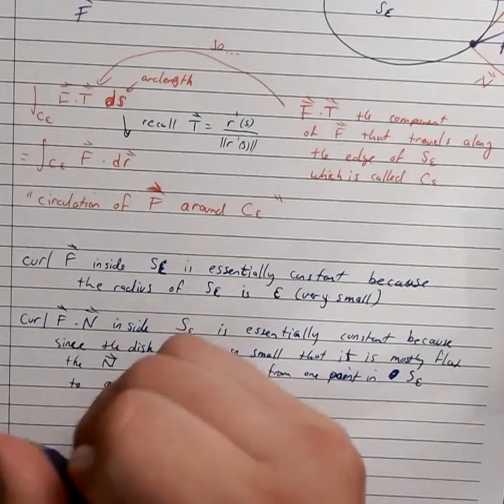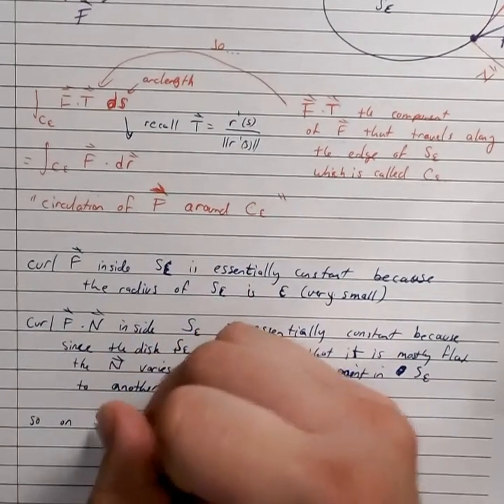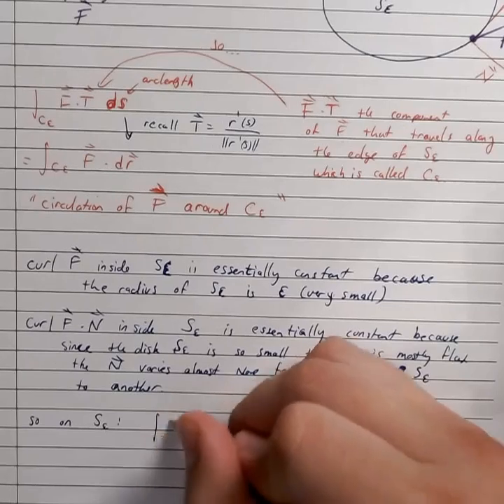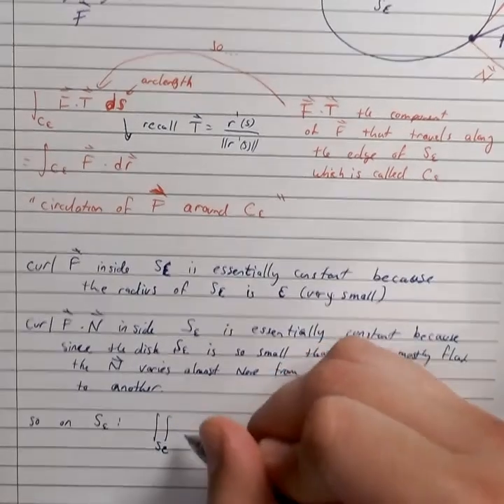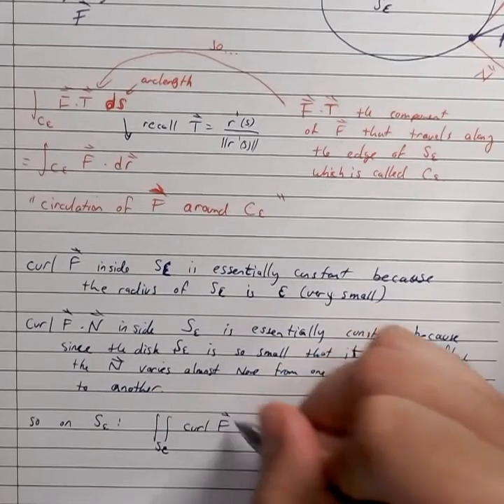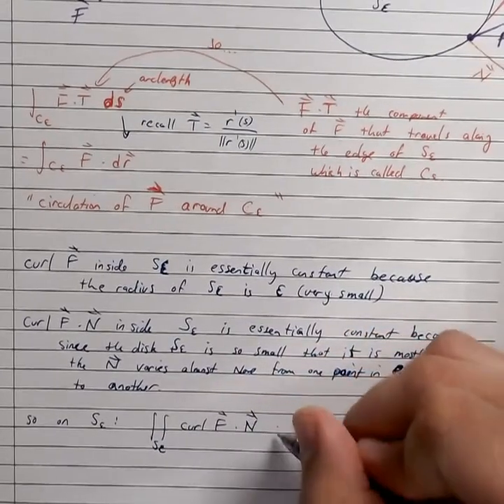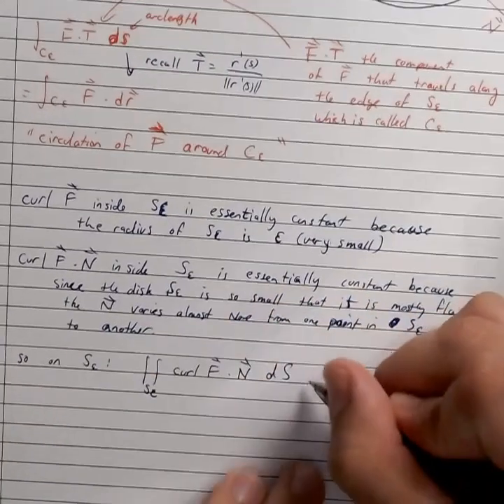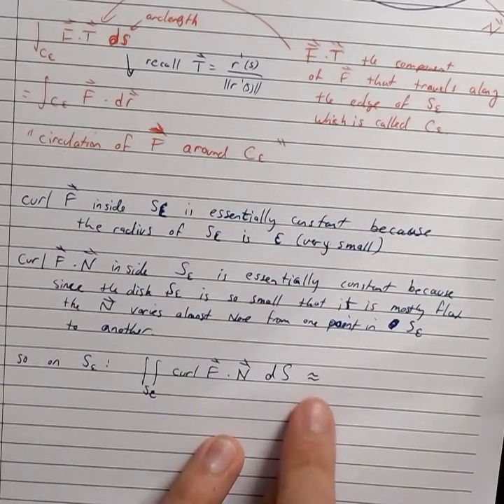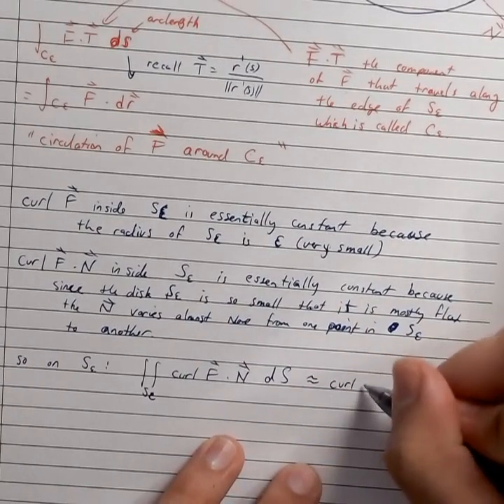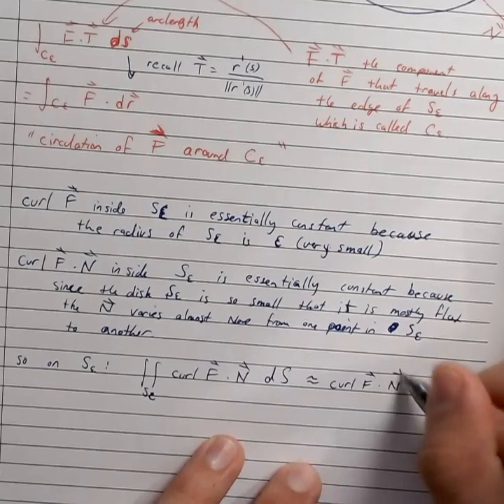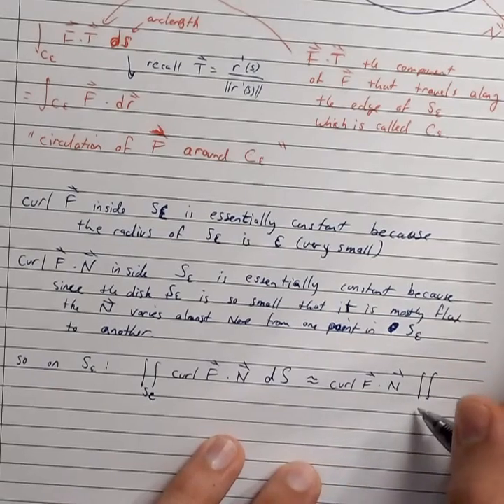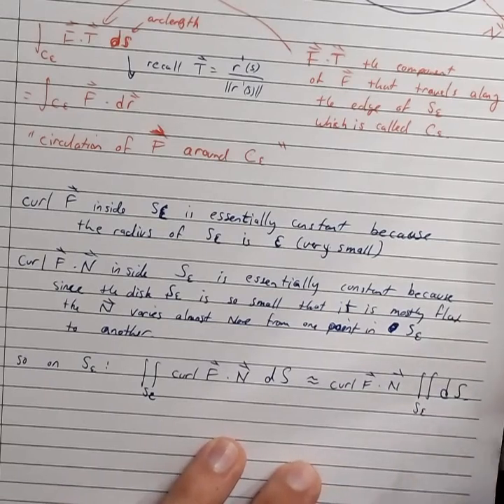So what that means is that, on S sub epsilon, the double integral over S sub epsilon of the curl of f dot n ds is basically a constant. When I take an integral with a constant, I can just factor that out. So that's going to give me, again, not exactly true, but more or less, the curl of f dot n times the double integral over S sub epsilon ds.